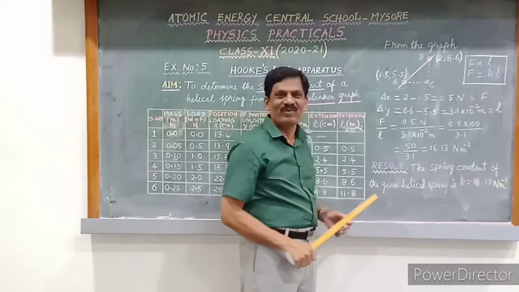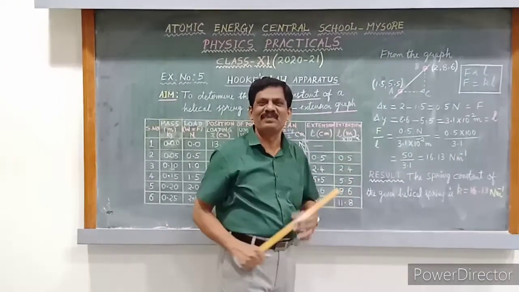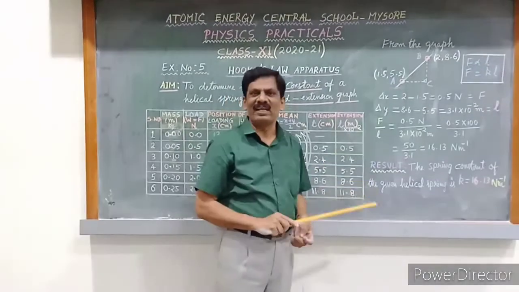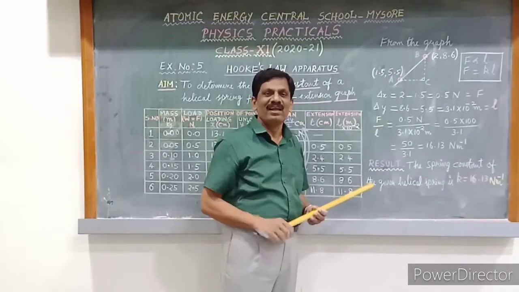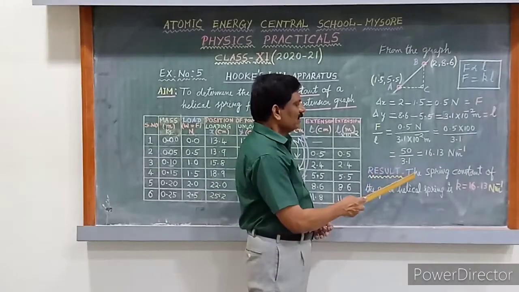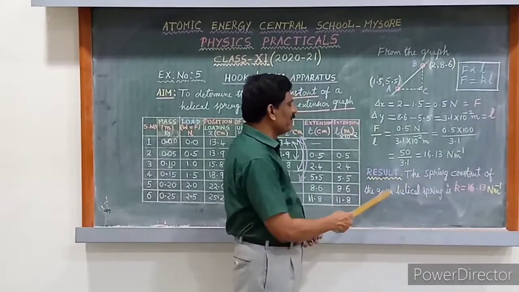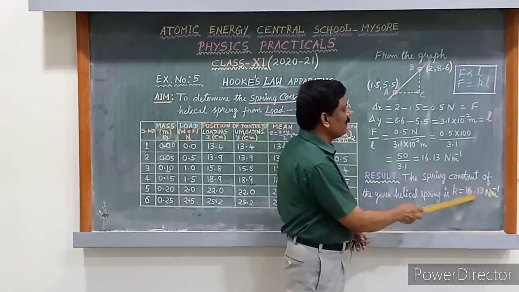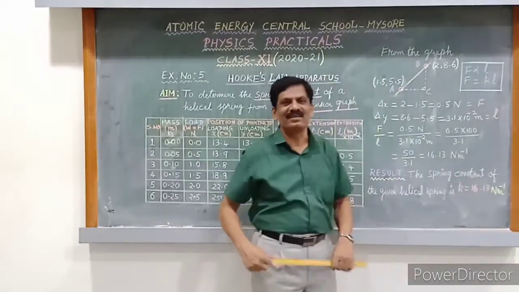Our calculation is over. That is also the value of the spring constant. Next, we have to summarize the value in the result column. That is the final column in any experiment. So the result: the spring constant of the given helical spring is K equal to 16.13 Newton per meter.